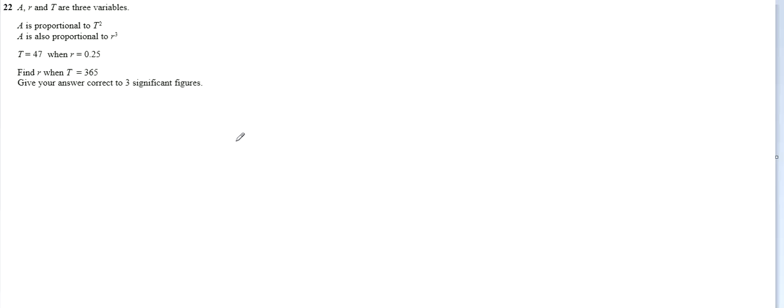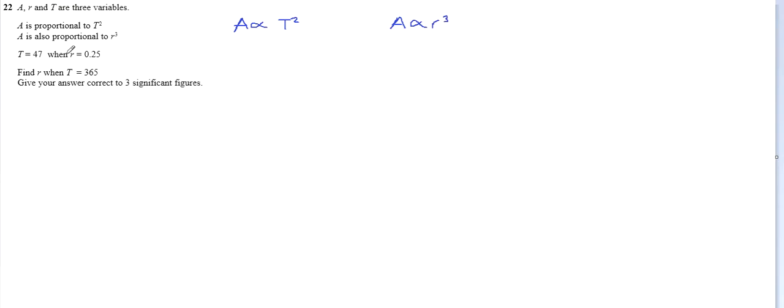Question 22. We see the word proportion, we normally get pretty excited. So let's read this one. A is proportional to t squared. I've never seen a question like this, but they're basically saying A is proportional to t squared and A is also proportional to r cubed. So let's write that down: A is proportional to t squared and A is proportional to r cubed.